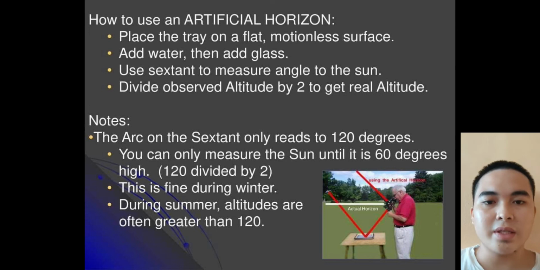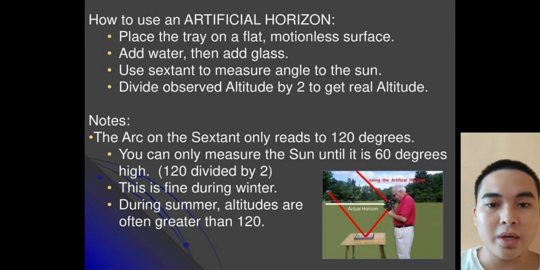Note that the arc of the sextant only reads to 120 degrees, so you can only measure until the sun is 60 degrees high, 120 divided by 2. This is fine during winter. During summertime, altitudes are often greater than 60 degrees.